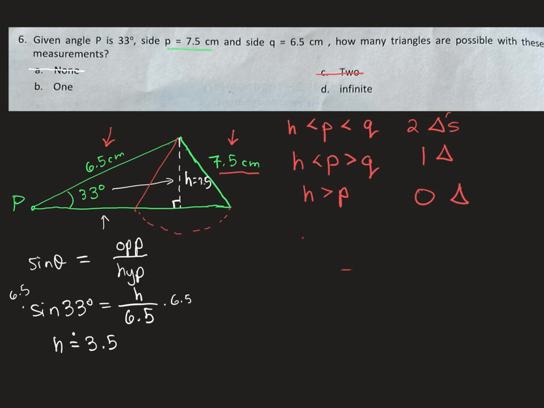So we found out that since our side across from our angle is bigger than the other side, we would only have one triangle for that one.